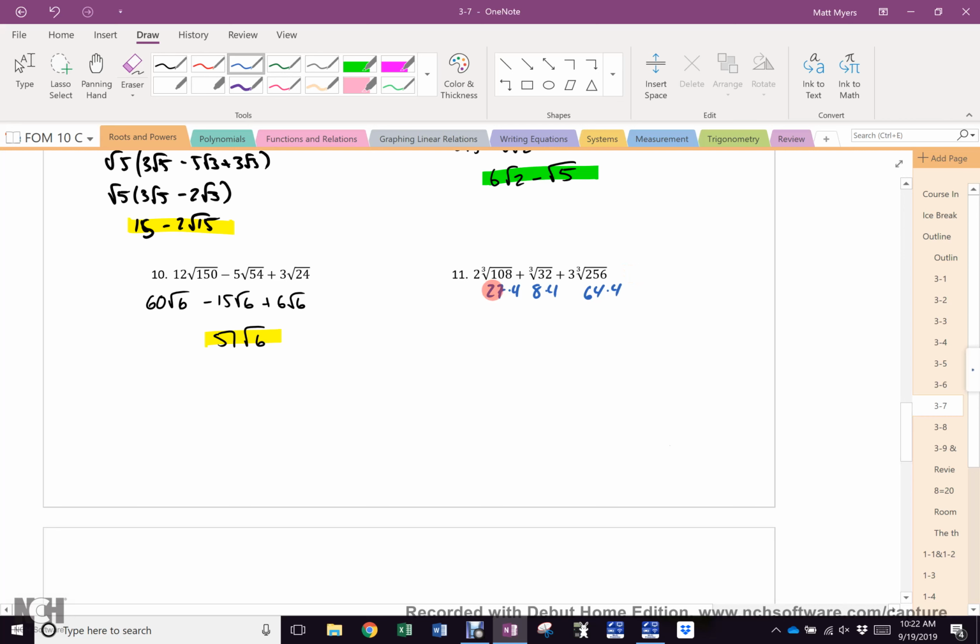Okay. The cube root of 27 is what? 3. So out comes a 3. There was already a 2 there. So I have 6 cube root 4. The cube root of 8 is 2. So out comes a 2. There was a 1 there, so it stays as 2. 2 cube root 4. The cube root of 64 is 4. So out comes a 4. There was already a 3 there, so I had 12 cube root 4. 6 plus 2 plus 12 is 20 cube root 4. And there is where you're done.